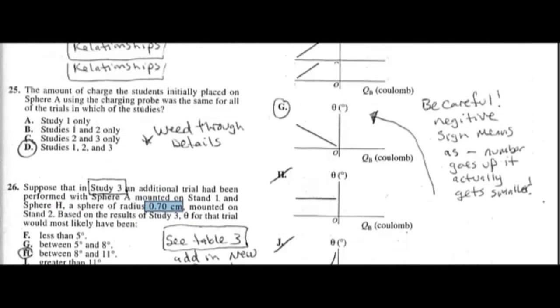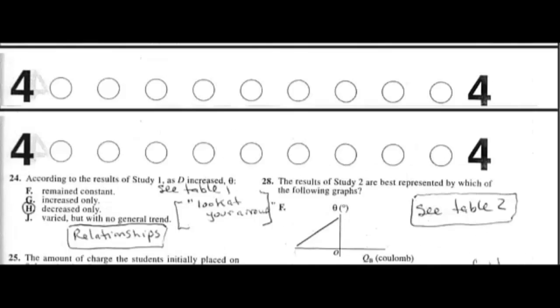So basically we're going to go up and take a look at study 3. We're going to add in 0.70 for sphere H, and we are going to see what the angle for theta would be. So let's go ahead and scroll on up to Study 3. And here is Study 3.